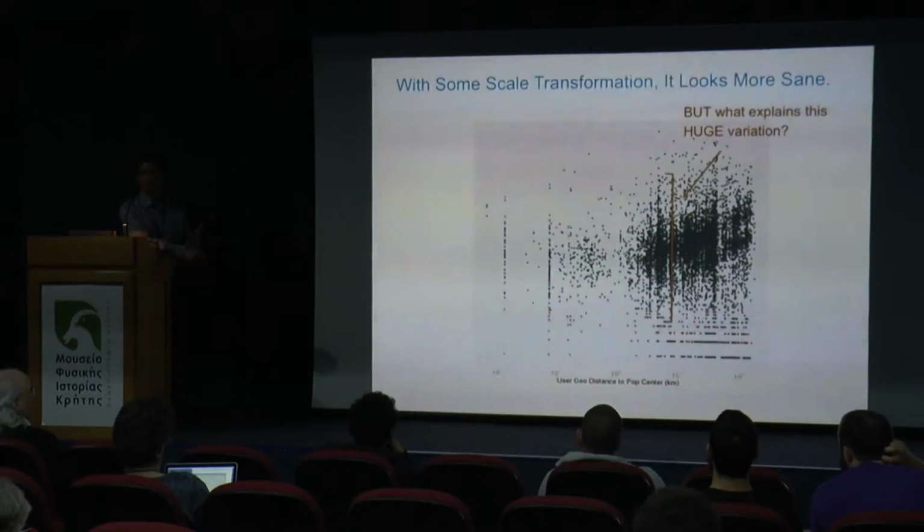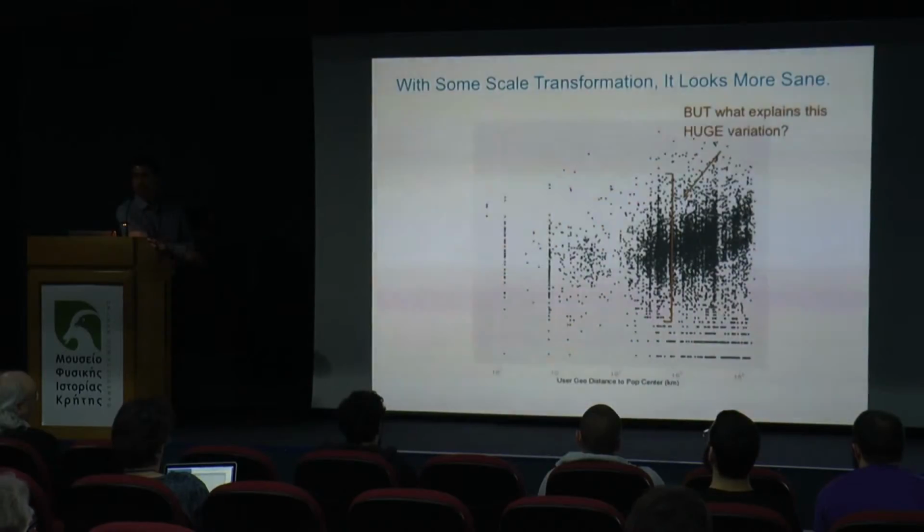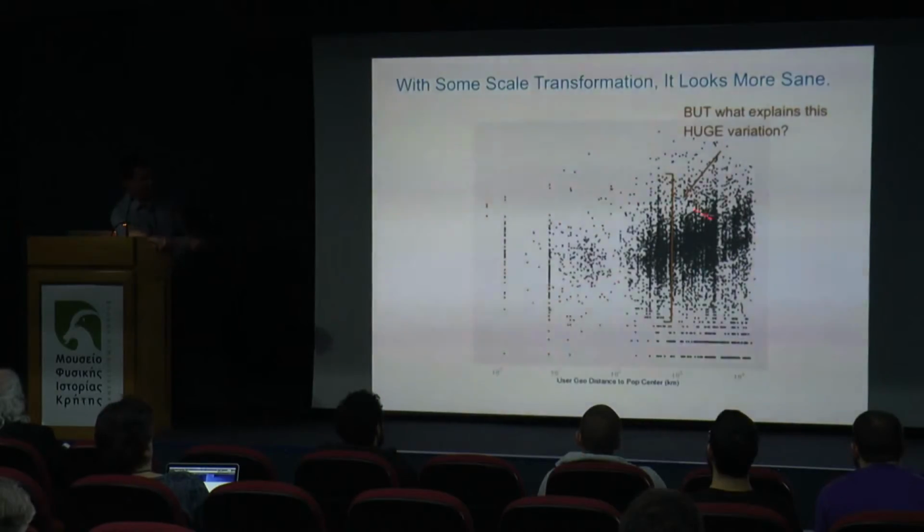So instead of just looking at raw distances, if you take the log of distances and the log of the connect time also, that gives us an even better relationship between connect time and distance. So that gives more hope, but you can see there's a huge variation. Even given a particular distance, there's a huge variation in the connect time. So why exactly is that happening?